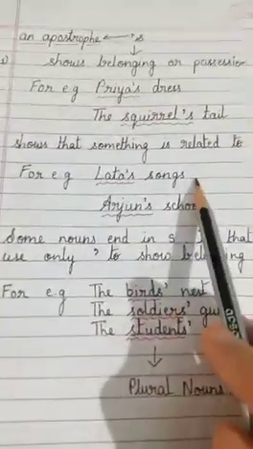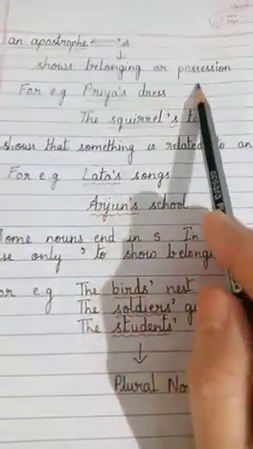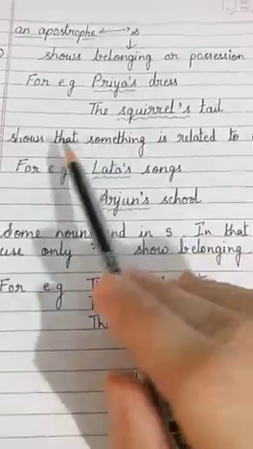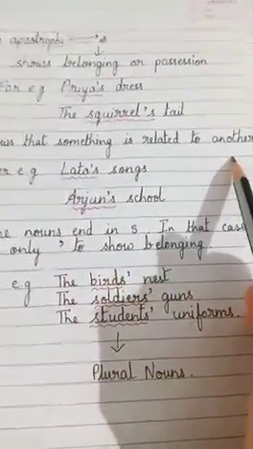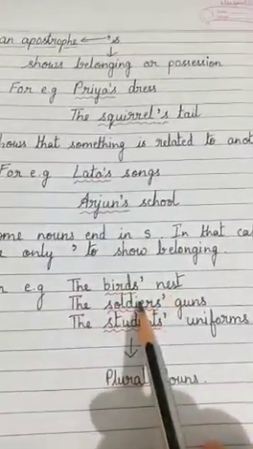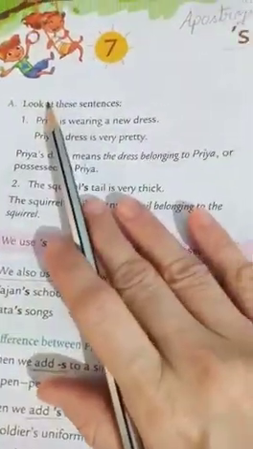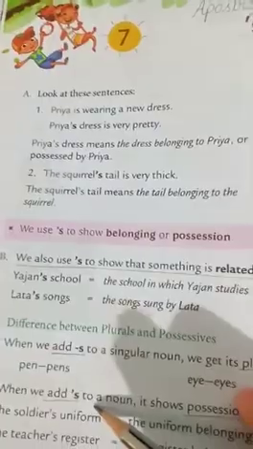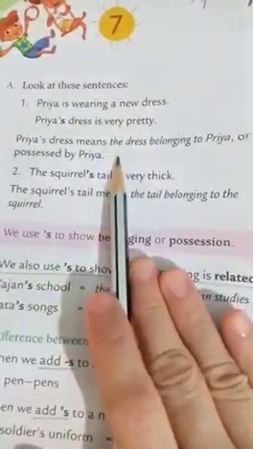So what did you learn in apostrophe? Apostrophe shows belonging or possession. Okay, and it also shows that something is related to another. Not only belonging. And last one is what? In plural nouns, you have to use only apostrophe. Okay. Now we come to the textbook. Here what you have to do, you have to give the date and whatever I have explained in the book. Okay, same thing, you read it once again.